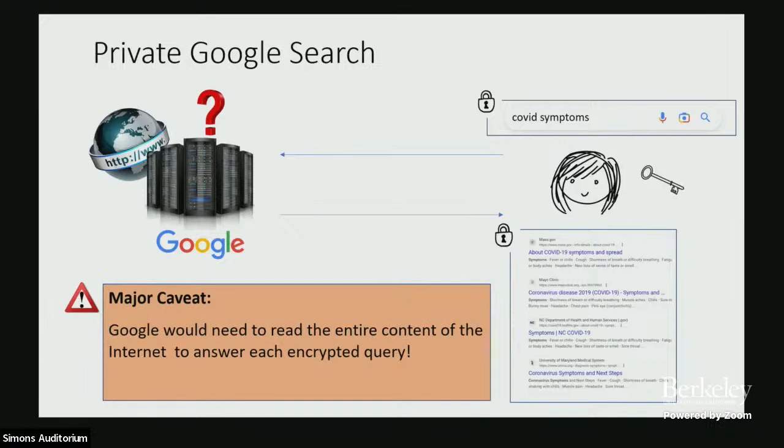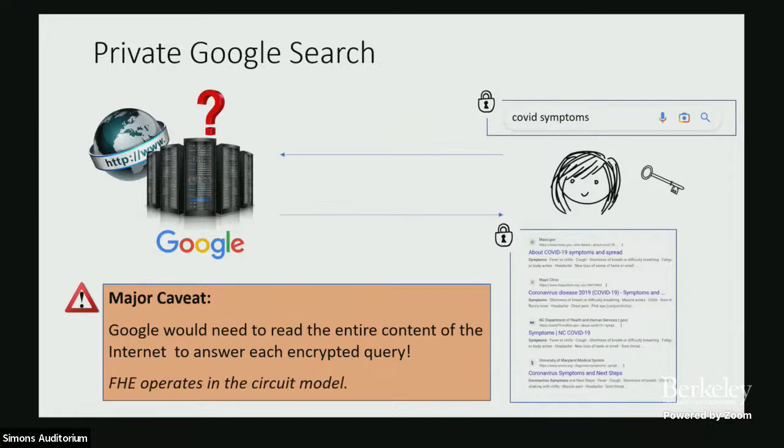But I claim there's a major caveat here. There's a major issue with using fully homomorphic encryption. Even if we really optimized the FHE and got it to be as efficient as we could dream, it would still not be a good solution to this problem. And the reason is that in order to use fully homomorphic encryption to do this, Google would need to read the entire content of the internet to answer every single search query. And so that's pretty much infeasible. Right? Google can't read the entire internet for every single query. So that's a major caveat here.